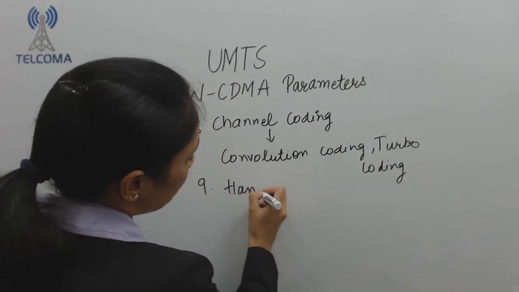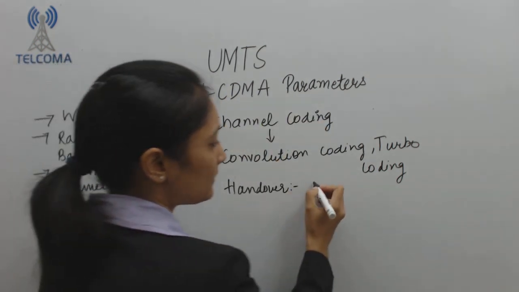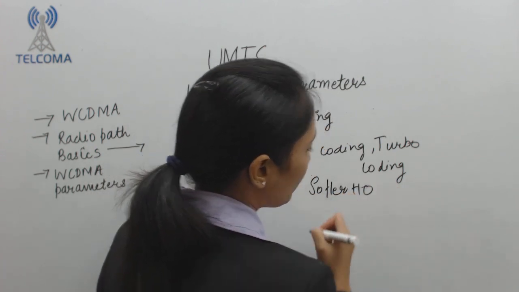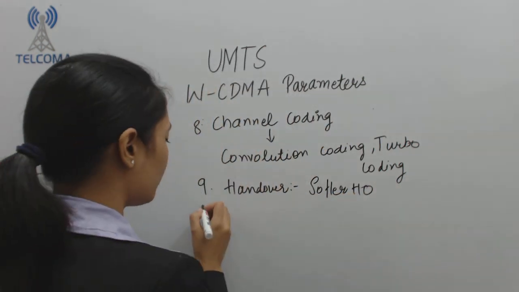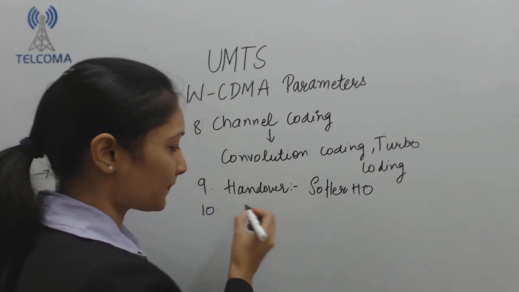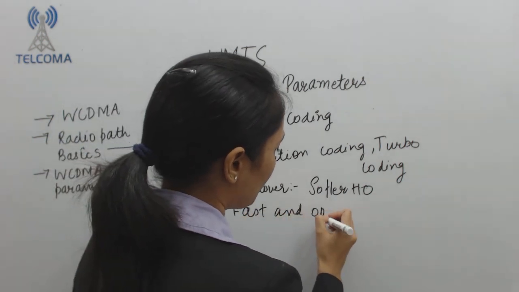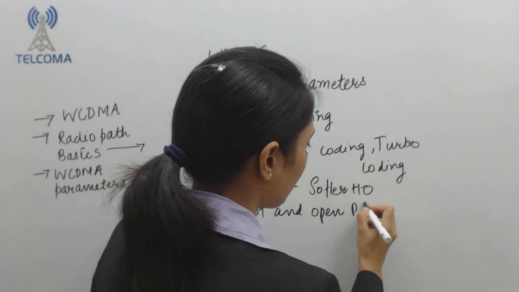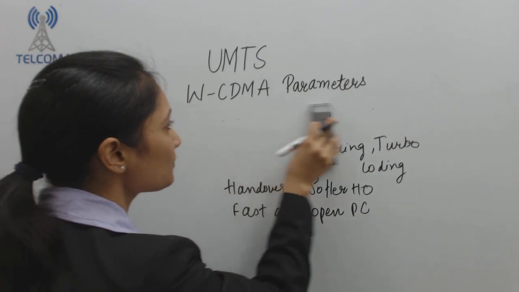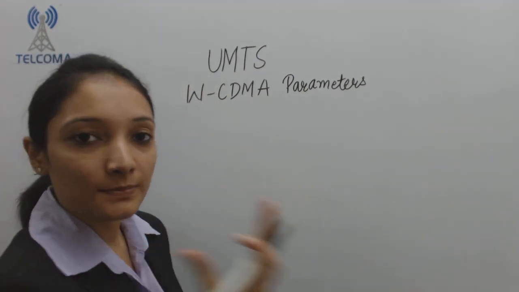The handovers which are implemented by WCDMA are softer handovers and interfrequency handovers. It employs different power control techniques also, fast and open power control techniques. Now, the last and the most important WCDMA parameter is the spreading codes.